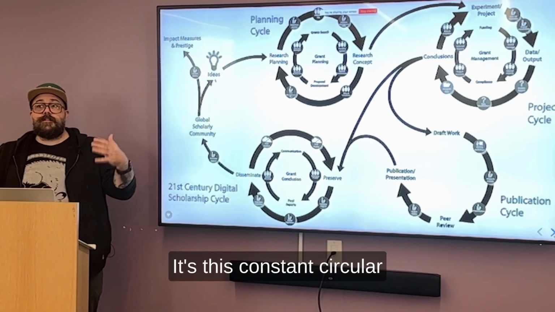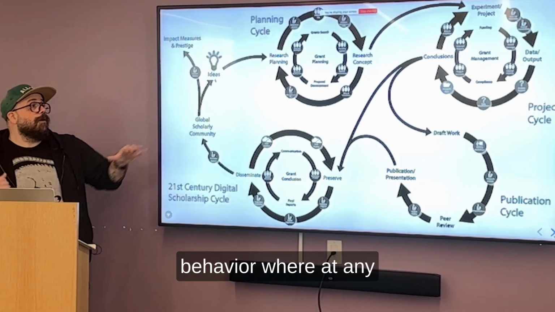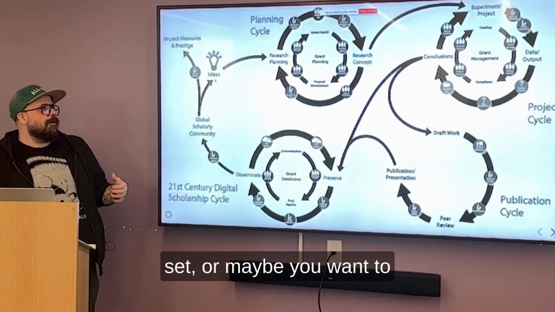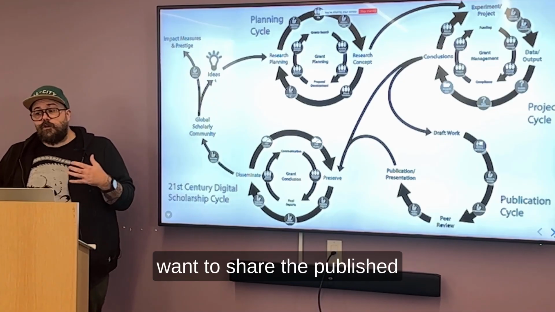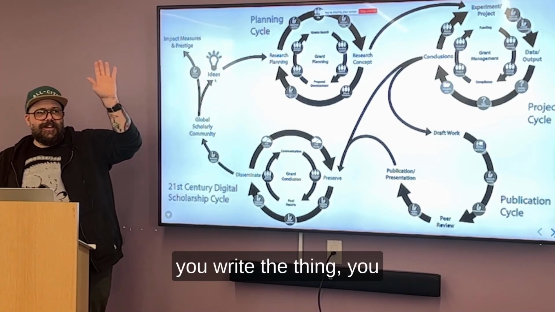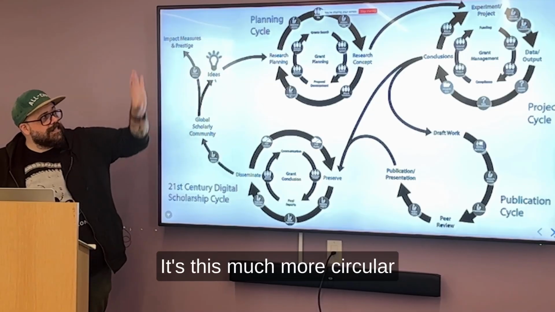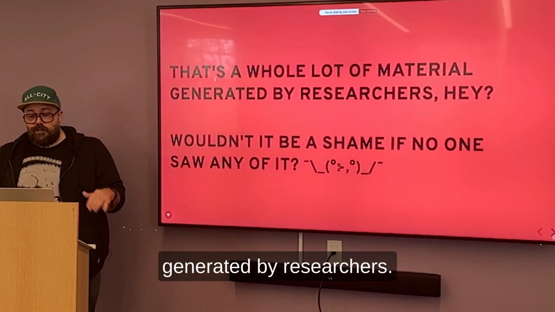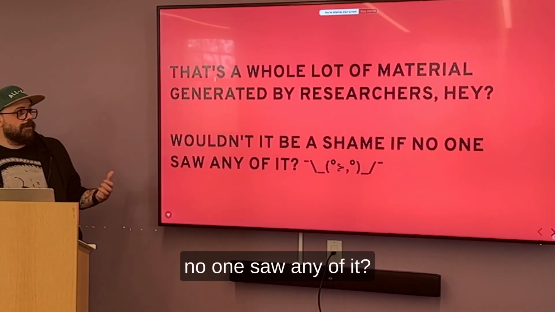So it's this constant circular behavior where at any point there are products of this work you may want to share or publish. Maybe you want to share a data set, or maybe you want to share a preprint, or maybe you want to share the published version of a work. But it's more than just you write the thing, you publish it, and you move on. It's this much more circular universe. And that's a whole lot of material generated by researchers. Wouldn't it be a shame if no one saw any of it?